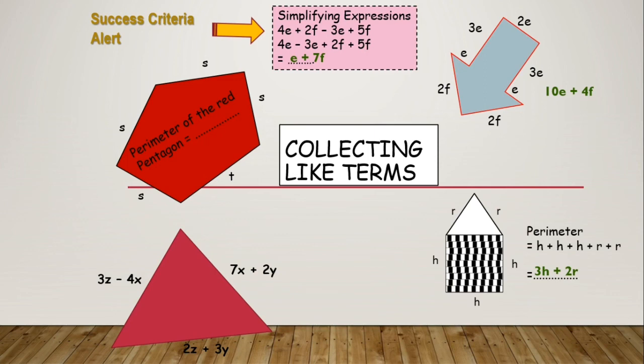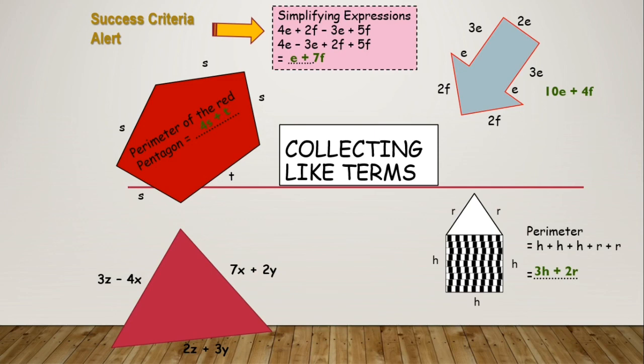Let's look at the red one first. It should be very straightforward, the perimeter of the red. So look, you've got four s's and one t. So that will be 4s plus t. Okay, we don't write plus 1t because t alone represents one lot of t. If you wrote 1t, it's fine, it's correct, but it's better to just write it as t alone.